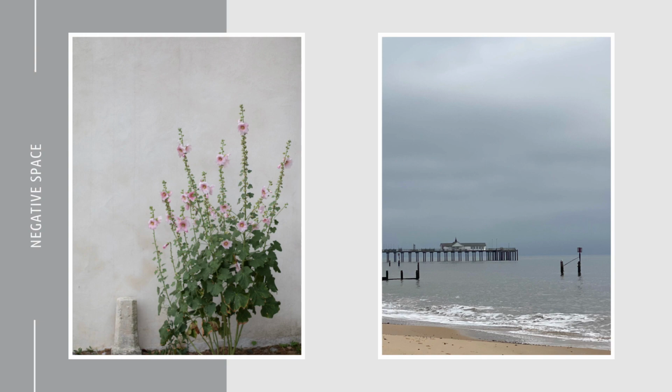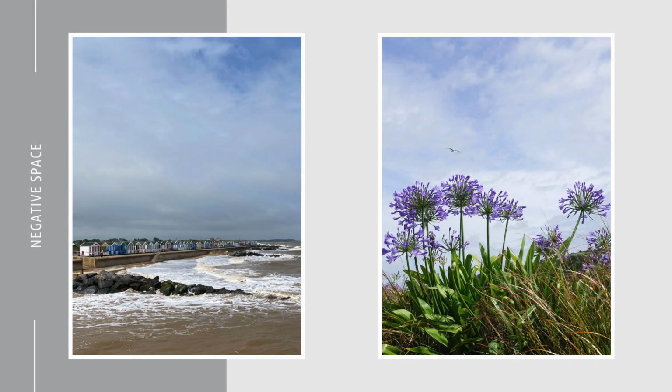But you'll also notice that I've used the rule of thirds in that I've got the pier going out on one of the lines of my rule of thirds. Staying on the Suffolk coast, we've got another image here showing the sky with negative space. So I've got, again, the third line from the bottom is where I've got the beach huts, and then I've got the sky making up lots of negative space.